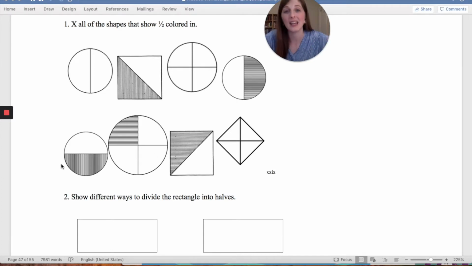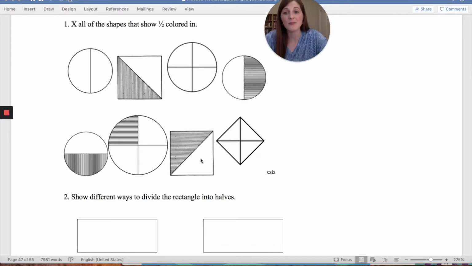Okay. Let's look at this next line, and this time I want you to say ding, ding, ding if it is half colored in, and wah, wah if it's not half colored in. Okay, here we go. This one. Ding, ding, ding. Good. What about this one? Think carefully. Wah, wah. That's right. It's got 4 equal parts with 1 colored in.